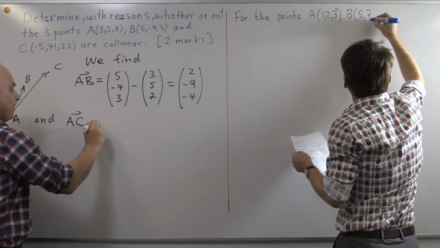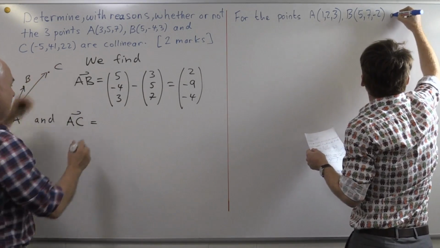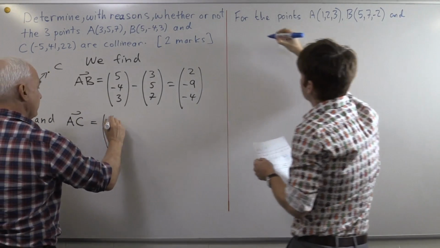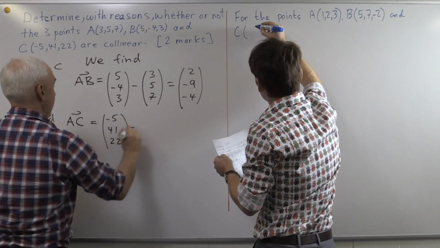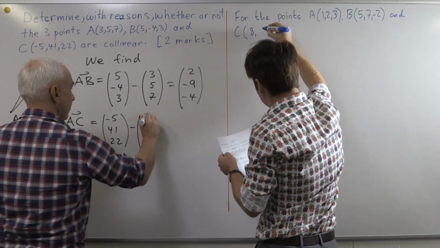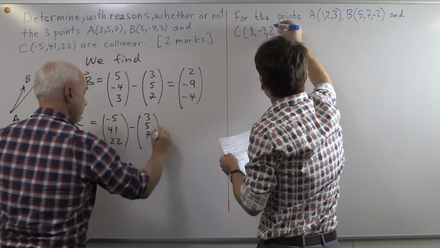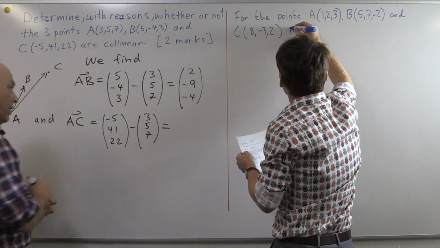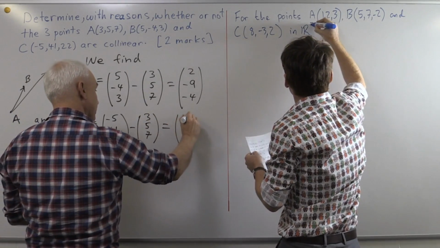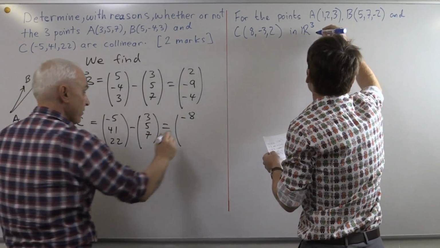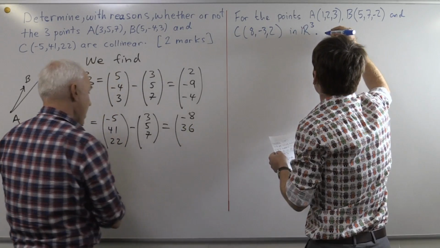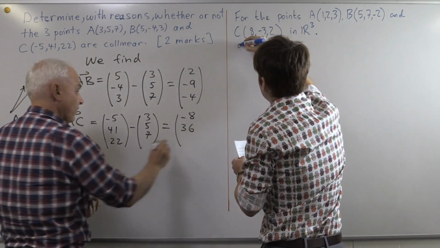And AC, let's say, is a similar kind of difference between the coordinate vector of C, which is minus 5, 41, 22, and A again, which is 3, 5, 7. Now what do we get there? We get minus 5 minus 3 is minus 8. 41 minus 5 is 36. And 22 minus 7 is 15.